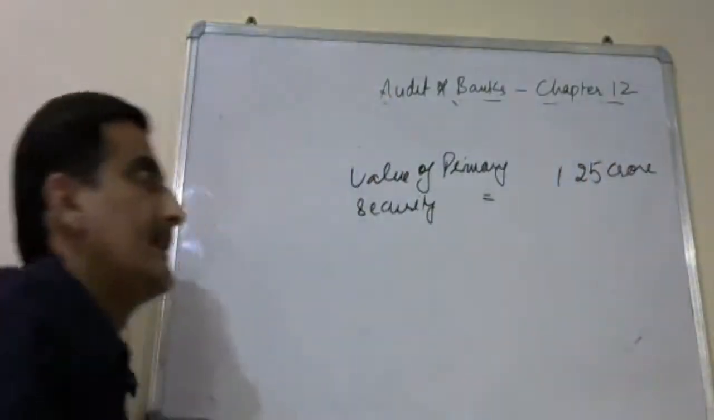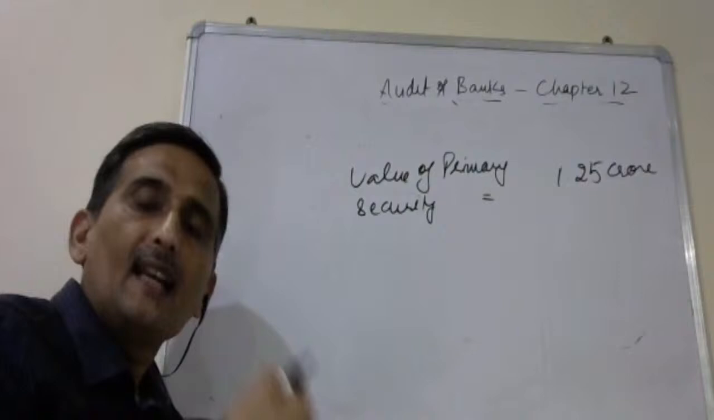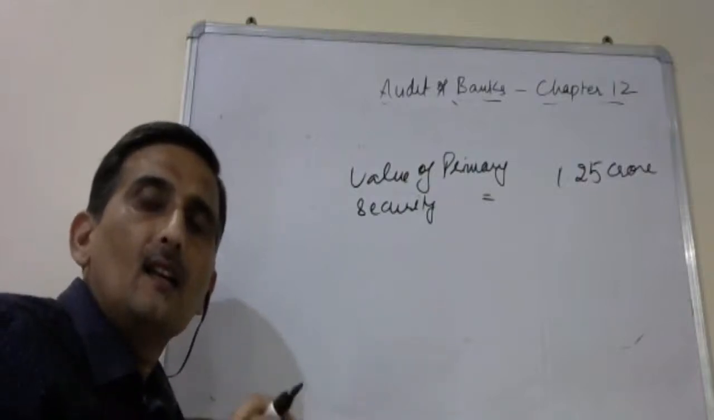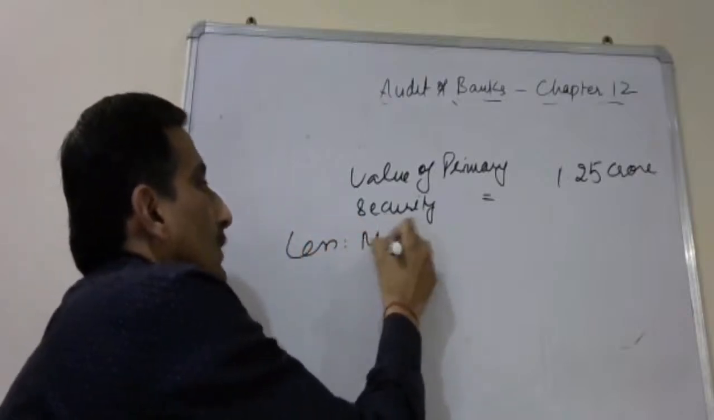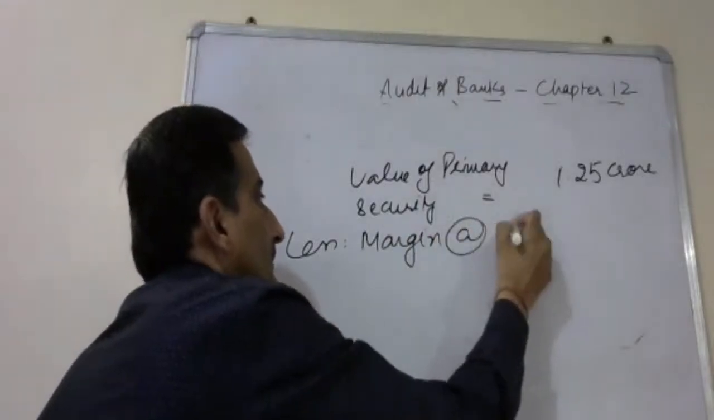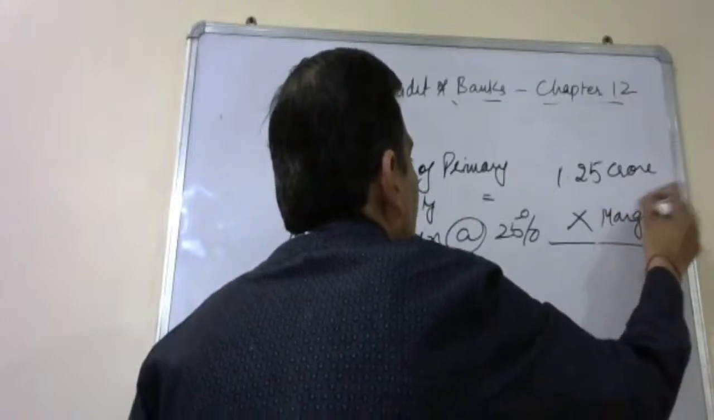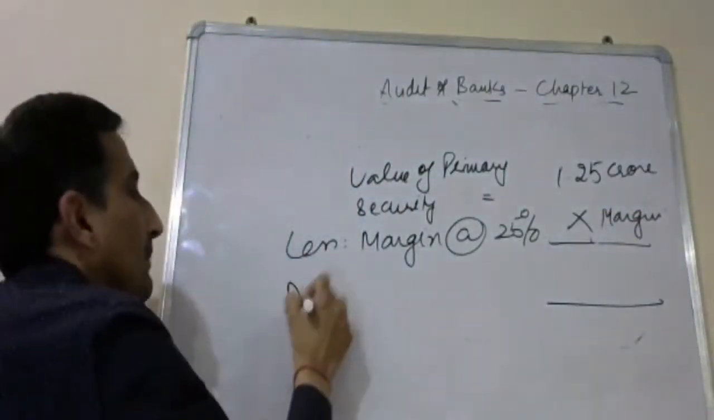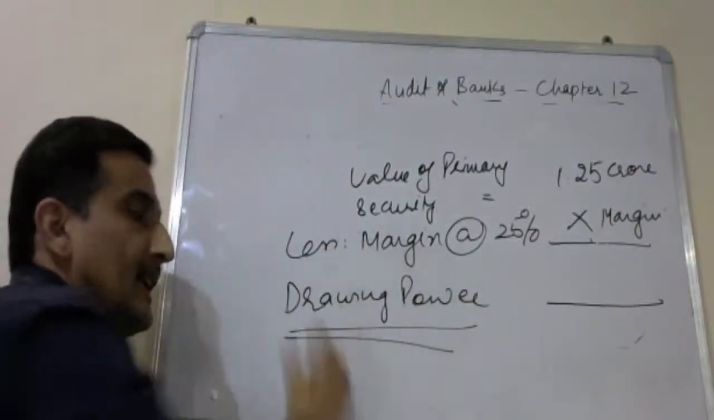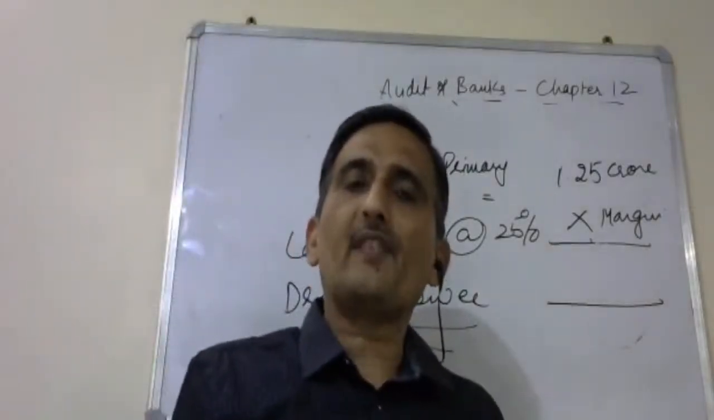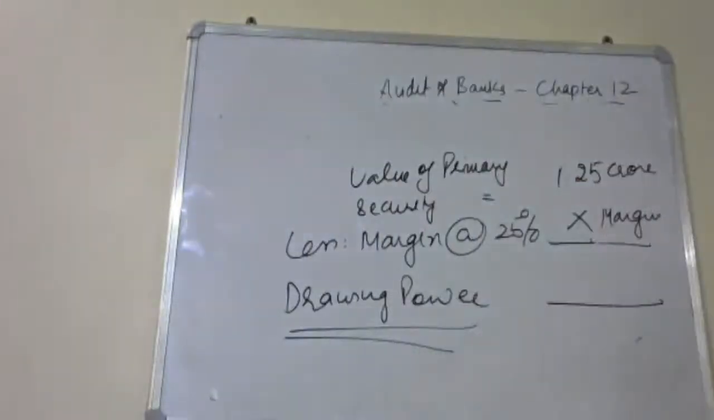Say 1.25 crores. And say there is a margin stipulated in the sanction letter. The sanction letter states that margin as per terms of sanction is 25%. Less margin 25%. Okay, so this is the margin. Whatever comes is the margin, and balance amount is drawing power. This means that the concern can use this facility only up to this drawing power.